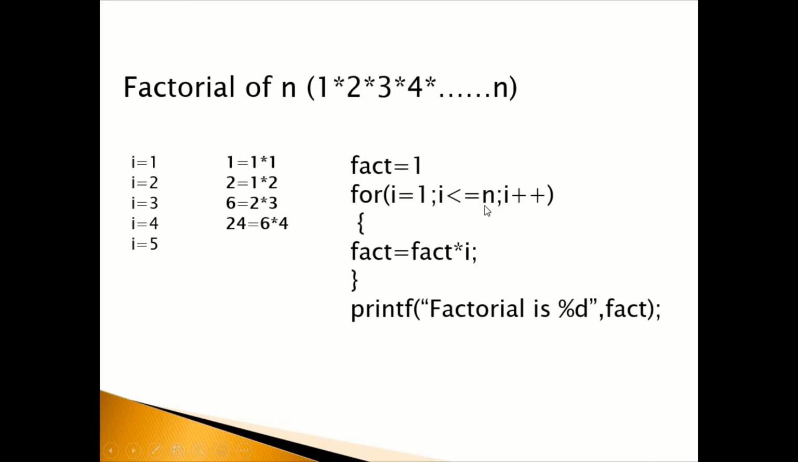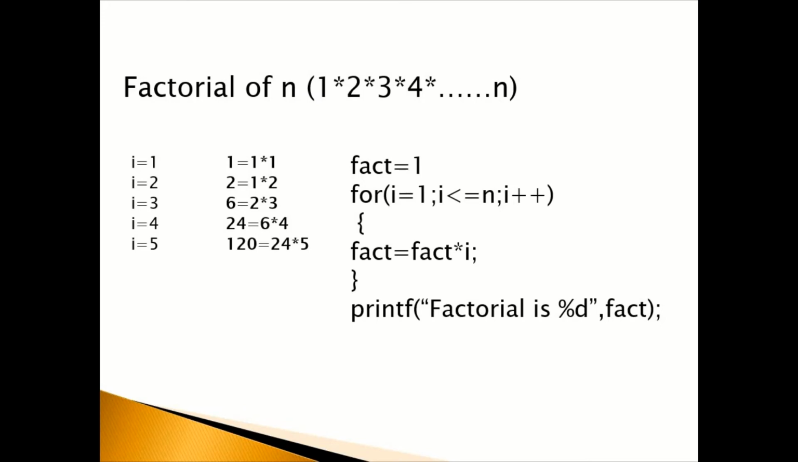Is i less than or equal to n? i is not less than n, but it is equal to n. 5 is equal to 5. So still the condition is true, so it enters the loop. It calculates 24 into 5, that is 120.